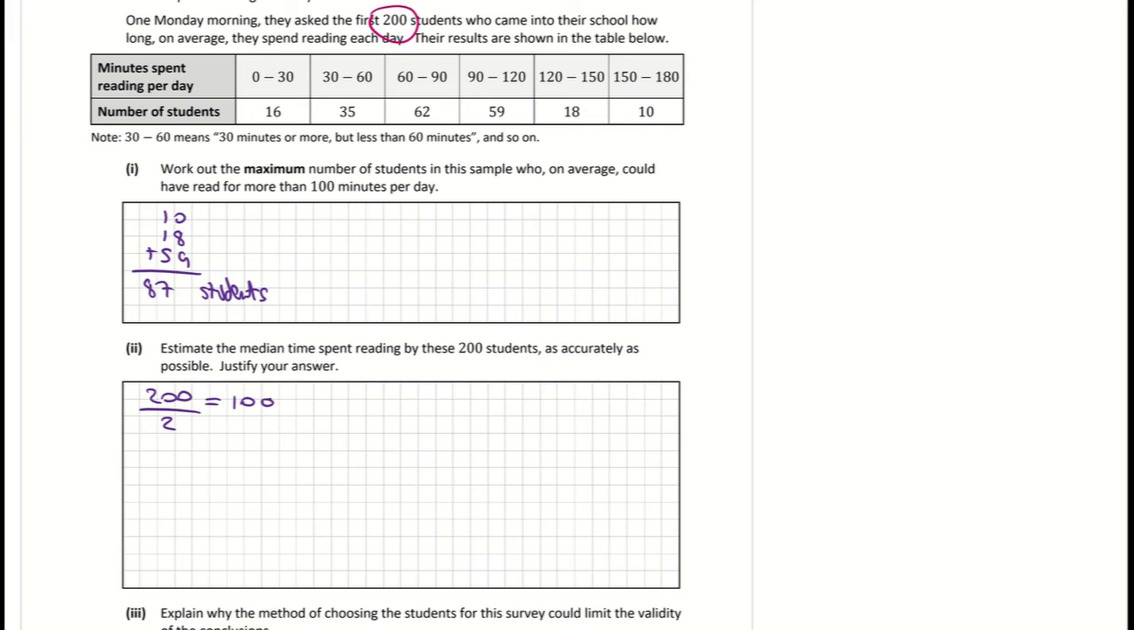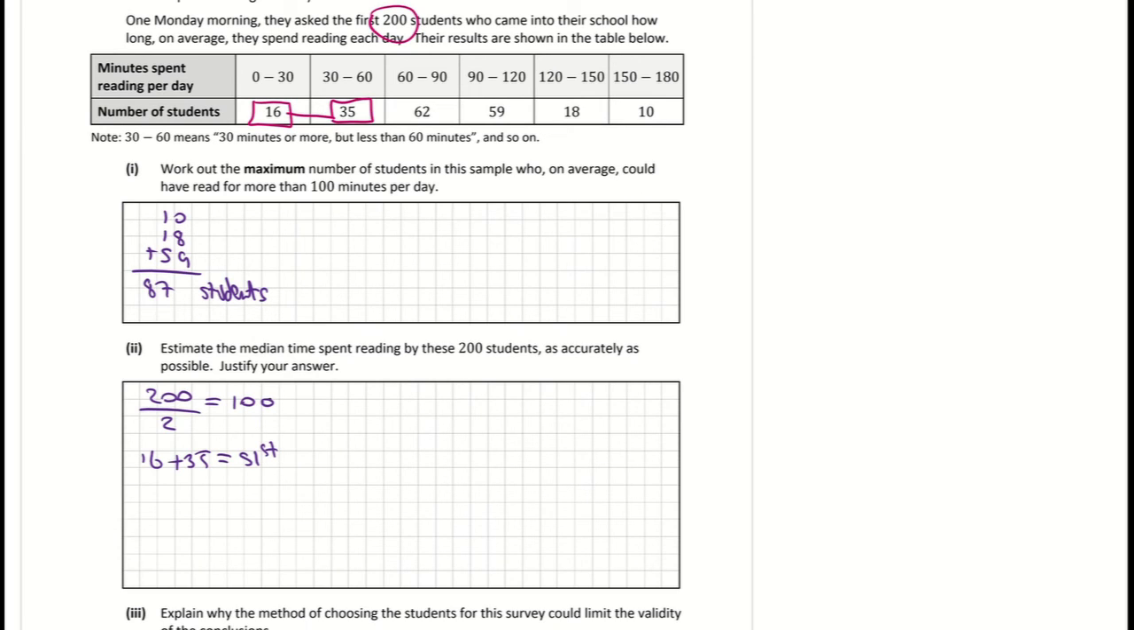So if we go up to our table again, don't forget this is in order from 0 to 180 minutes. The first 16 are accounted for, so we're not at the middle student yet. We go to the next 35. In total, that is 16 plus 35, which is 51 students. So the 51st student is accounted for.